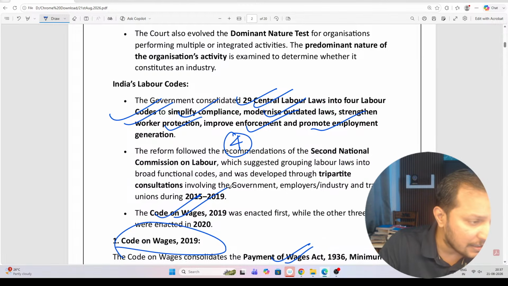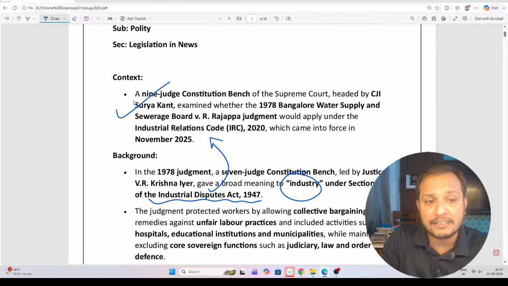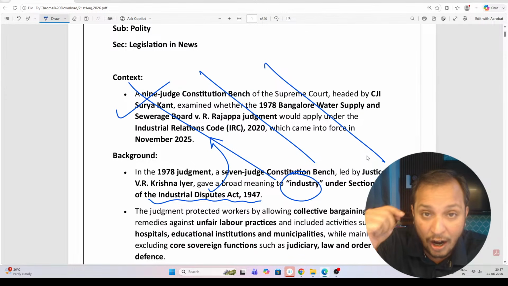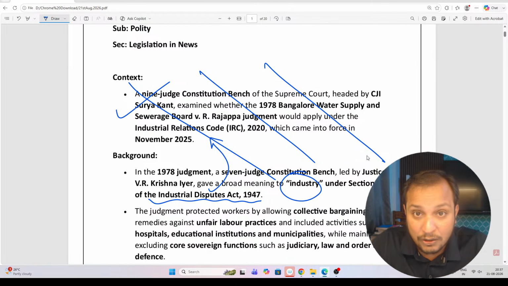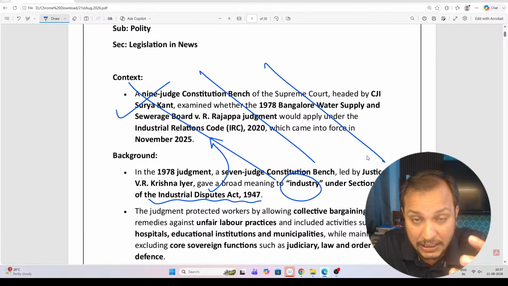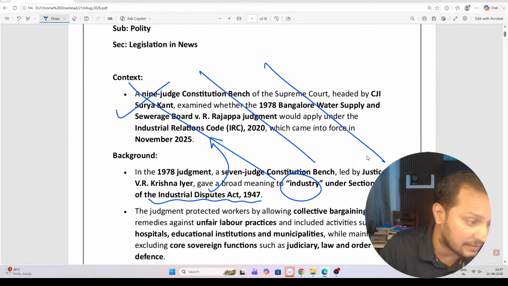Okay, guys, first topic is clear. The new labor code. How many labor codes are there? 4 new labor codes are there. Basically 29 laws have been brought into 4 labor codes: code on wages, code on social security, code on occupational safety, and code on industrial relations.